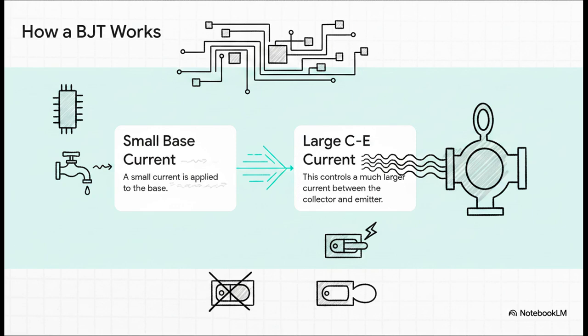That tiny current is like your hand turning the tap. It opens a valve and allows a much, much bigger current to rush through the other two connections. If you turn off that little base current, the big current stops. It's a switch that you can flip on and off using electricity itself.